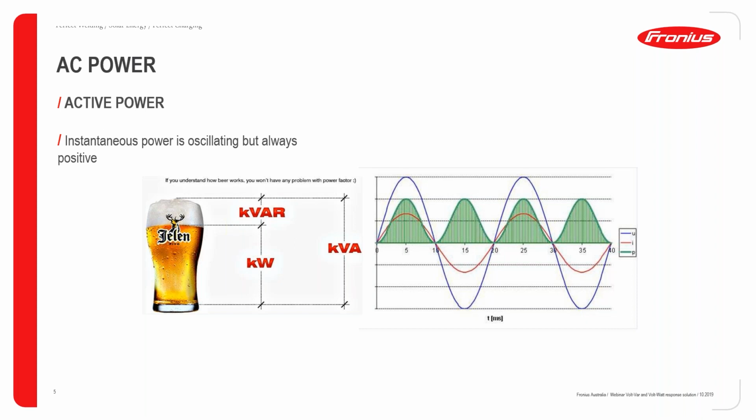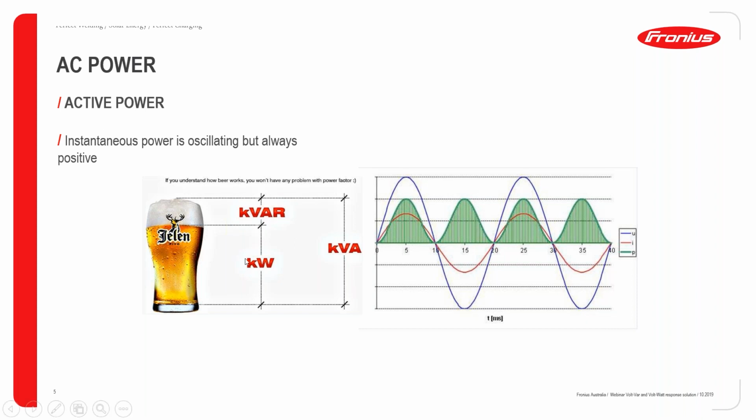Now, some of you may have heard of this beer analogy that's widely used in the world. What it's showing here is that if you understand how the beer works, then you won't have any problem with the power factor. If you know how the beer works, you can easily understand what is a kilowatt, what is a kVAR, and what is a kVA. So it's a really great analogy to understand the reactive power.